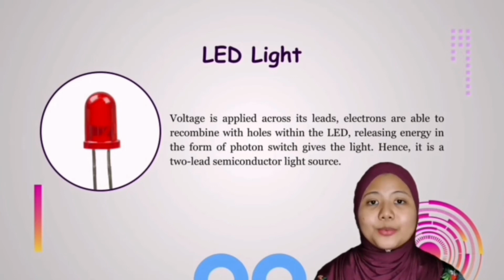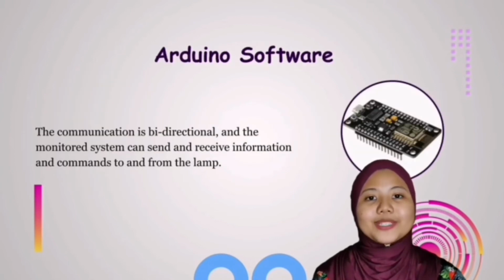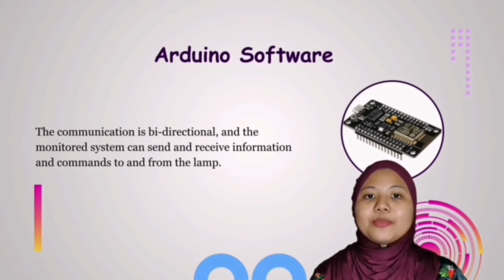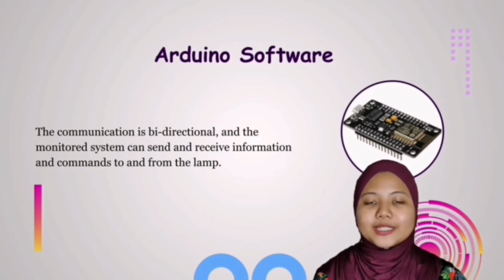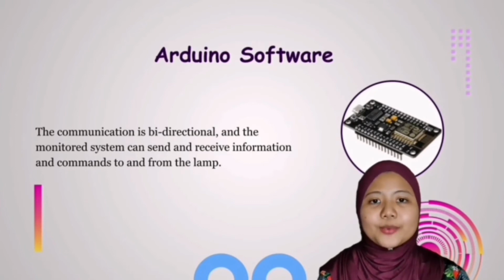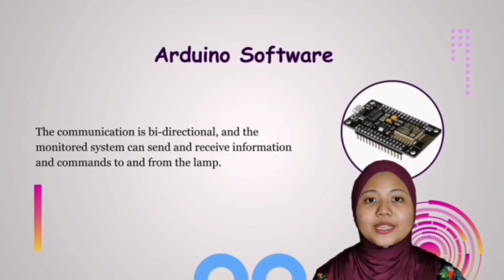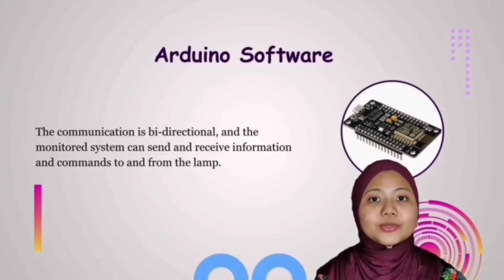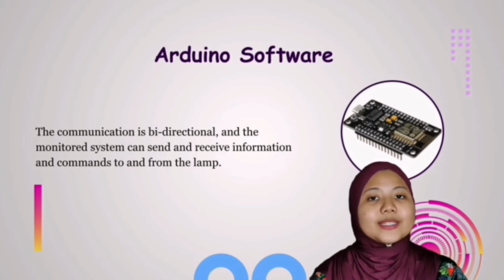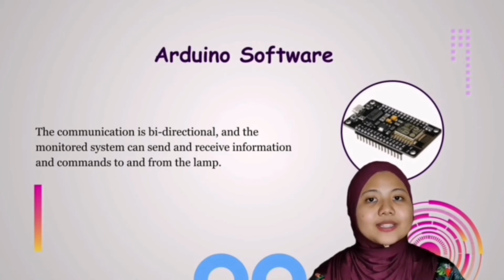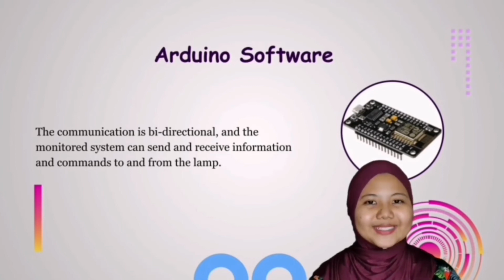Managing the street light is the most important thing in developing our smart street light, which is about the Arduino software. Through the software, the street light system can be managed through several proven communication standards. The communication is bi-directional, and it monitors the system, which can send and receive information and also commands to and from the lab. So that's all from me for the discussion of the product. Let me pass this presentation to the next presenter.